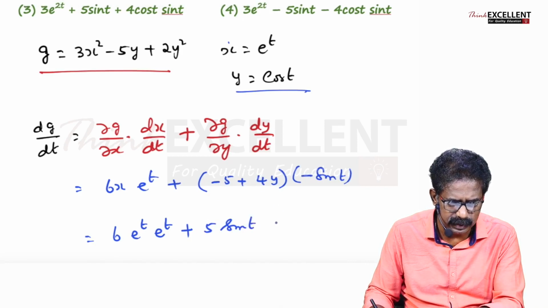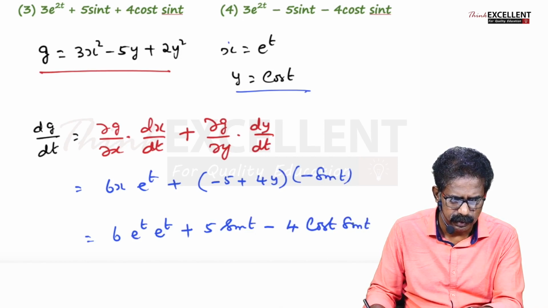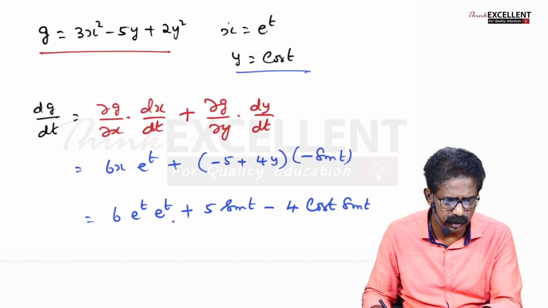Then plus into minus is minus 4 into y. What is the y value? Cos t. Then another sin t is there, right? Cos t sin t. Okay, so that's all. Here we can simplify.